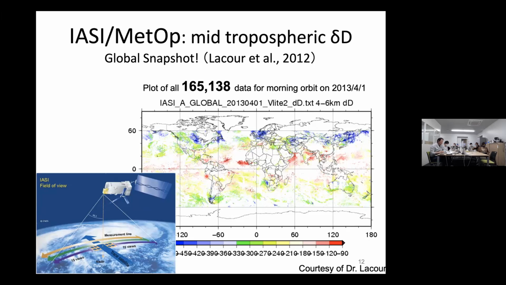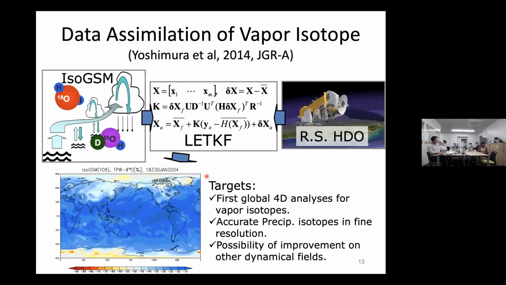But which actually automatically triggered the data assimilation exercise. Well, so I tried data assimilation because we have two methods of estimates. One is from the model, one is from the remote sensing, the measurements. And then apply the LETKF, local ensemble transform Kalman filter, to get the analysis of water vapor isotopes.